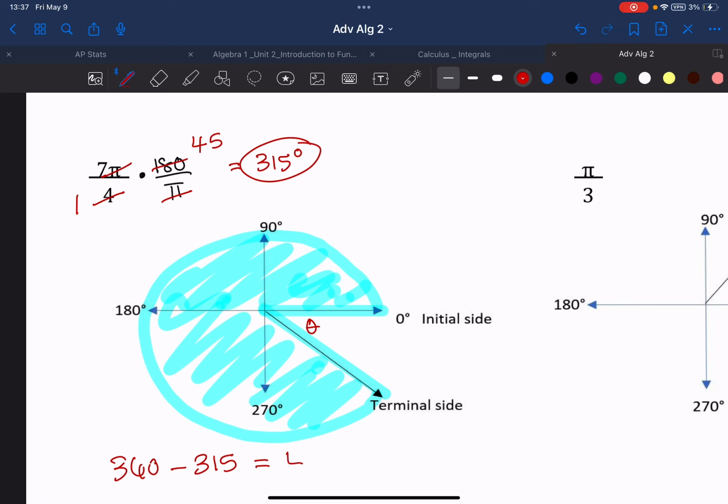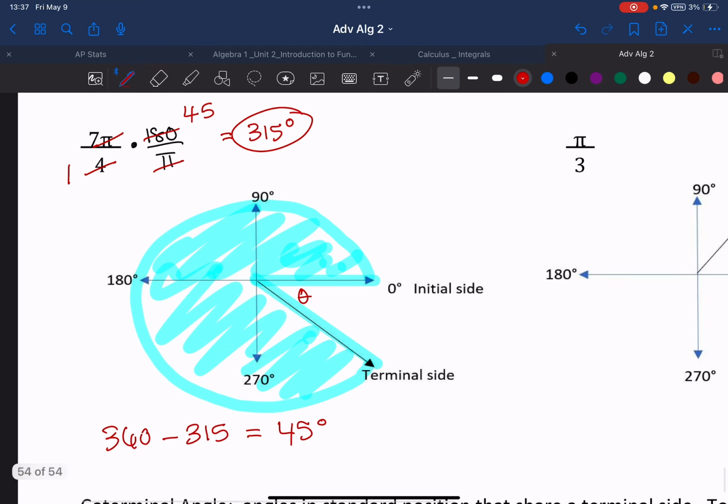45 degrees. However, this is not our answer because our original angle was in radians. So I need to convert this into radians by putting this over 1 and multiplying it by pi over 180. We know that 45 goes into 180 4 times. So the answer to this is pi fourths.